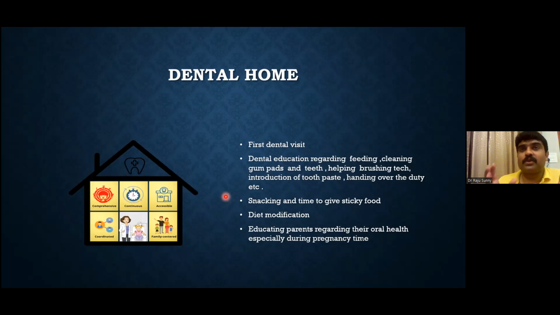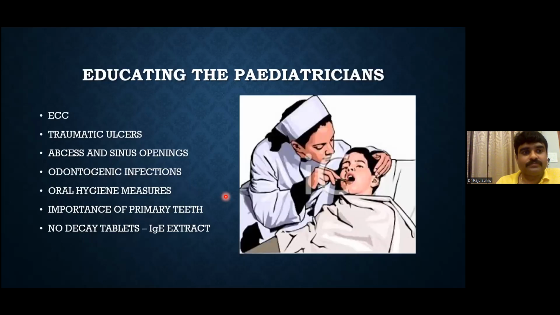So as a doctor, you should be able to answer the parents. Not only educating the parents, but also your nearby physicians, because they are the ones who say, oh, this is due to calcium deficiency, nothing to do, don't worry, this tooth is anyway going to go off. So you should tell them about what early childhood caries is, why there is tooth decay, what traumatic ulcers, abscess and sinus are.